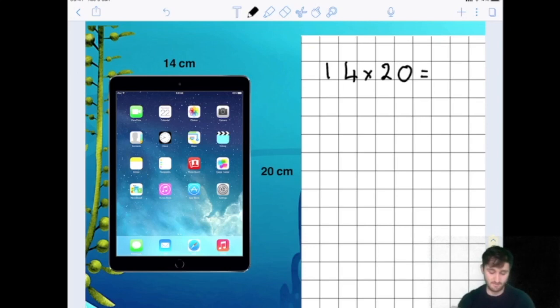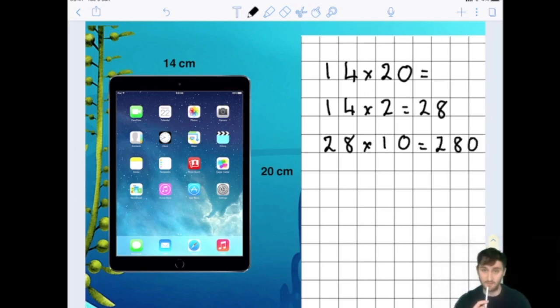Okay, so a way that I would work it out personally, I know that 20, if I divide that by 10, it is 2. So I could do 14 times 2, which I know is 28, and I could do 28 times 10, which is 280. That is one way that I could do it.